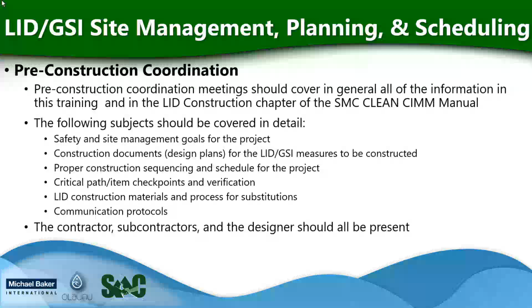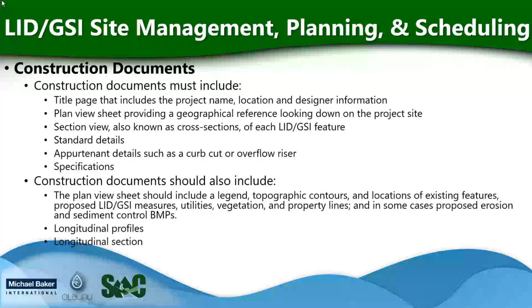Another element of site management planning and scheduling are the construction documents themselves. The construction documents include the design plans that identify what to build and the specifications that identify how to build it. Construction documents must include a title page that includes the project name, location, and designer information, a plan view sheet providing a geographical reference looking down at the project site, a section view, also known as cross sections, of each LID GSI feature, which provide an overall view of all critical elements and detailed views of the LID GSI measure as seen if viewed across the critical elements.